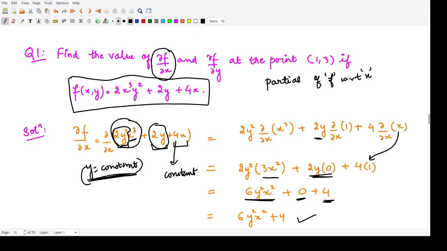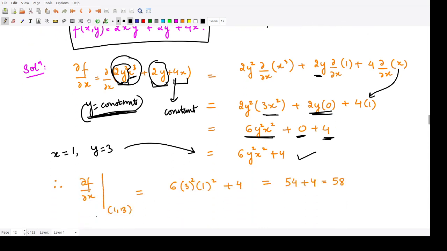So that means you have calculated del f upon del x, and now in the question they are also asking what is the value of these derivatives calculated at the point 1, 3. So here you will substitute x is equal to 1 and y is equal to 3 into the final expression that you got. When you substitute these values, with y as 3 and x as 1, you have 58 as the final answer.